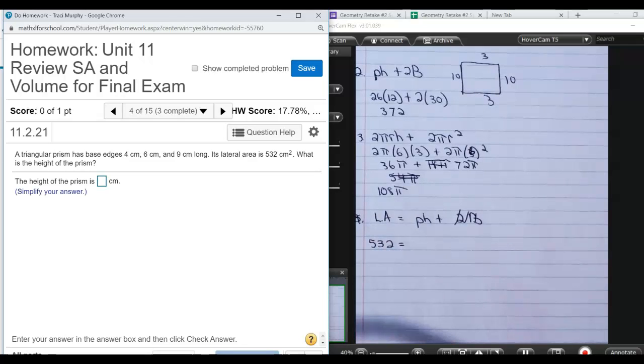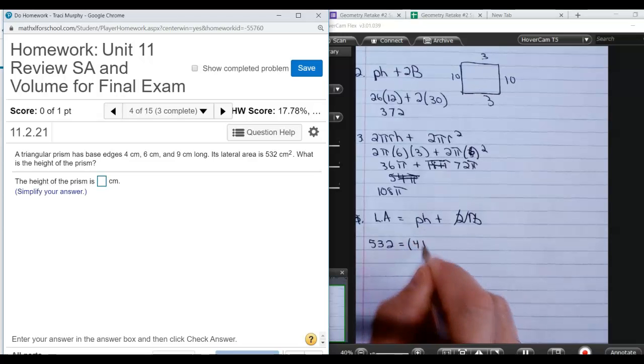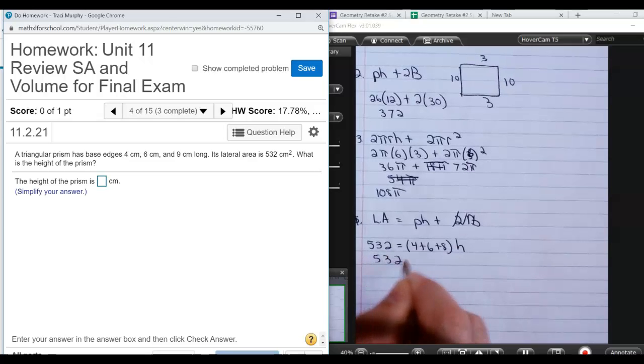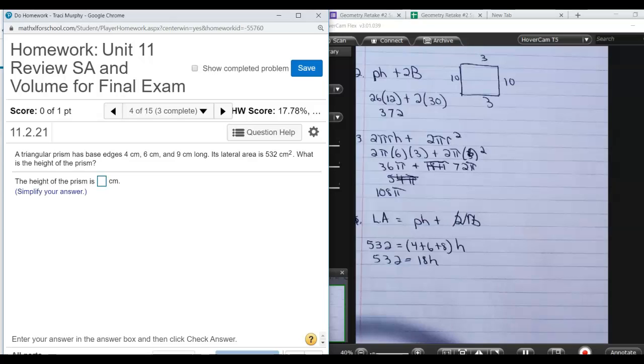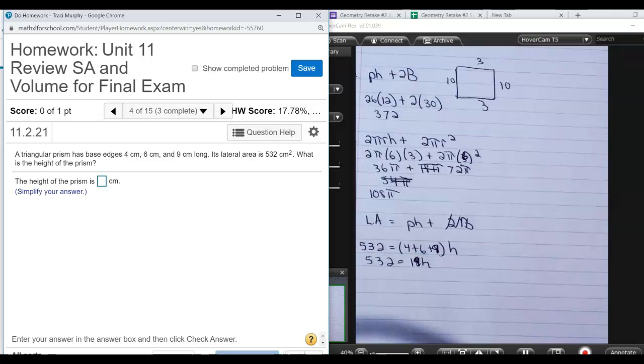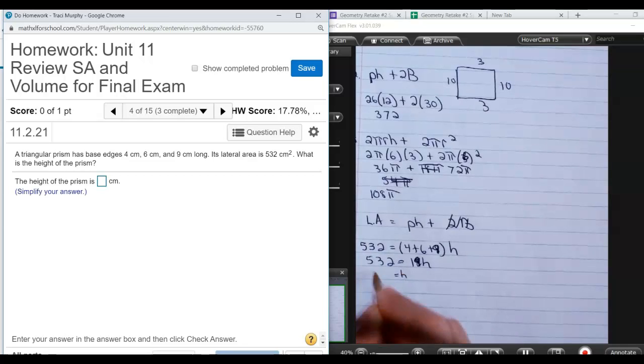532. They give me each of the edges of that triangle, so I'm going to add those up. So 4 plus 6 plus 8, and I'm looking for the height. We've got 18 times h equals 532. I'm going to take 532 and divide it by 18. And this should be a 19, not an 18. So let's try again. 532 divided by 19. And I end up with a height of 28.